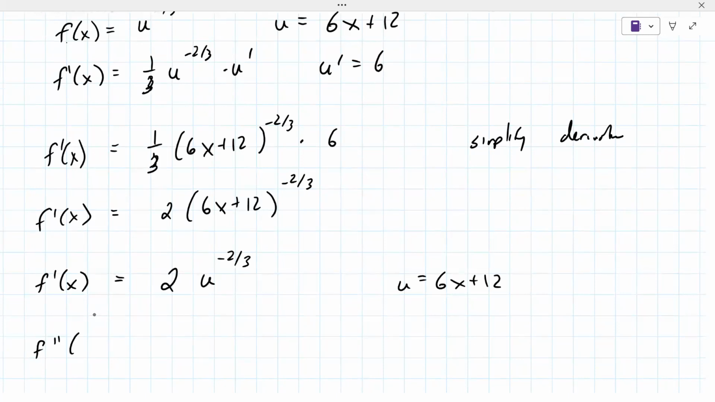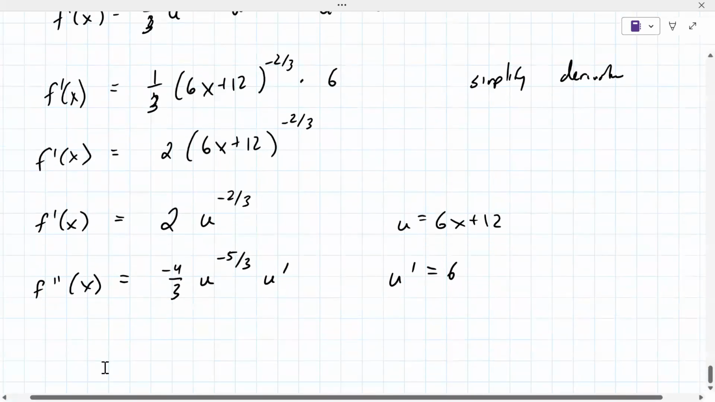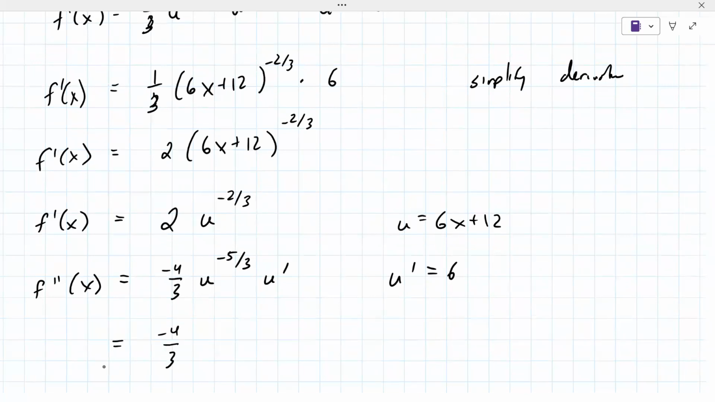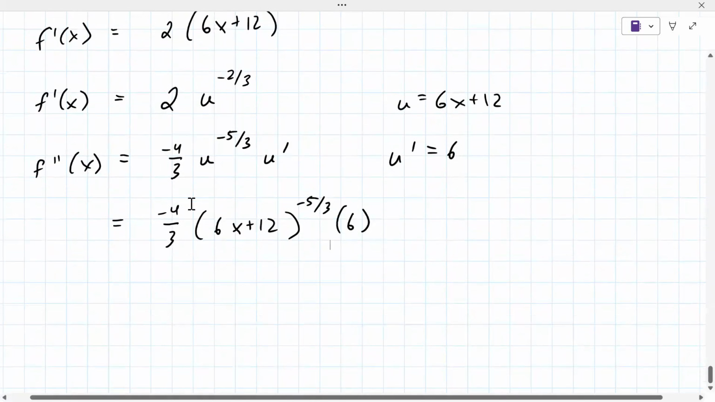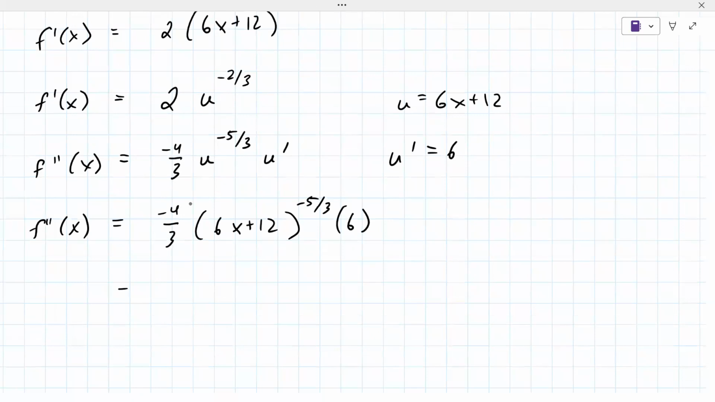So the derivative is negative 4/3 u to the minus 5/3 power. The faster you are at subtracting one, it really will help you out here, times u prime, which is 6. And so you substitute these back in, minus 4/3, 6x plus 12 to the minus 5/3 power. U prime is 6. So you're going to simplify here if you need to. Ends up being a minus 8, 6x plus 12 to the minus 5/3 power.